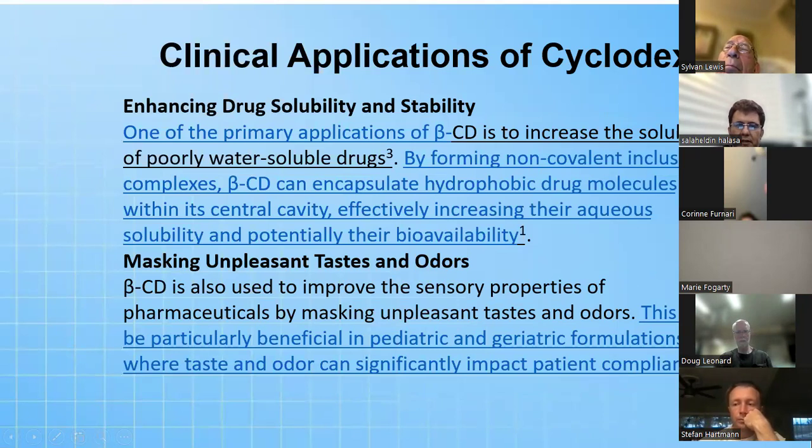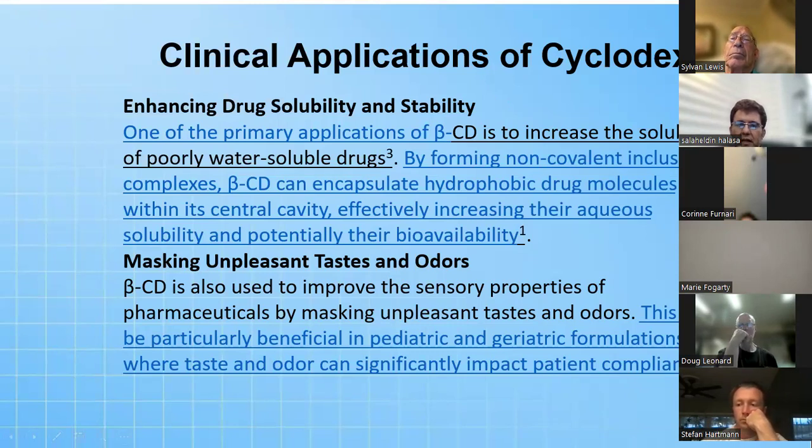Enhancing drug solubility and stability, one of the primary applications of beta-cyclodextrin is to increase the solubility of poorly water-soluble drugs. So let's say you want to create tablets of progesterone or estrogen, or progesterone especially, then you can use cyclodextrin for that. By forming non-covalent inclusion complexes, you basically pack them inside this complex, because the inner part is hydrophobic, so they will get in, and the outside is hydrophilic, so it will dissolve into the water.